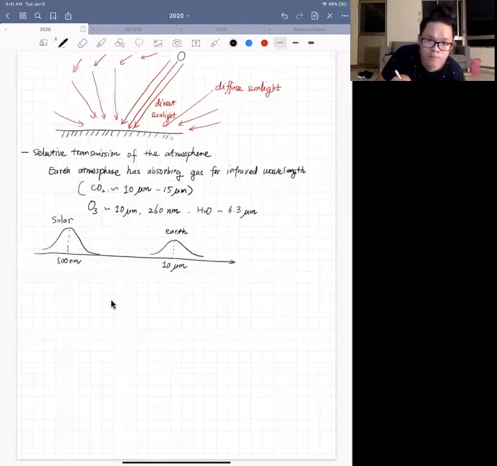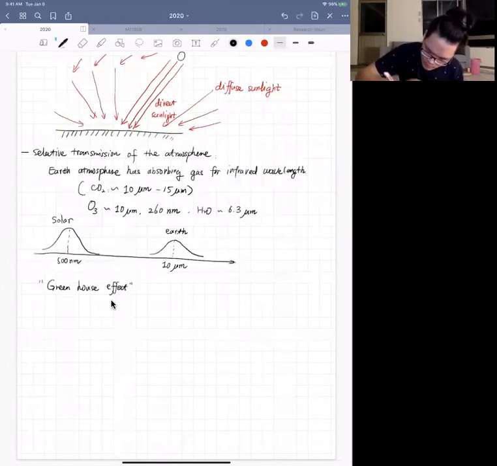thermal insulation layer. It lets the solar radiation in, but it will absorb the emission from the Earth and emit it back to Earth. So this creates the so-called greenhouse effect. That's why the increasing level of CO2 is especially bad. It's going to cause global warming and some climate change effects.